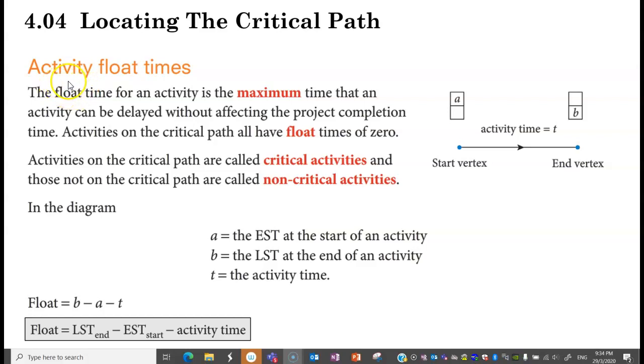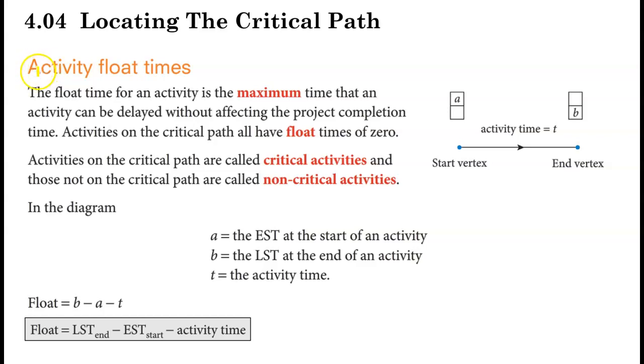Now let's continue with the lesson. And now we are going to focus on the activity float time. Now what does it mean by the float time of the activity? Float time of the activity means the maximum time that the activity can be delayed without affecting the project completion time. That means how much the maximum time you can actually delay without affecting your project completion time, right? How are we going to find this?